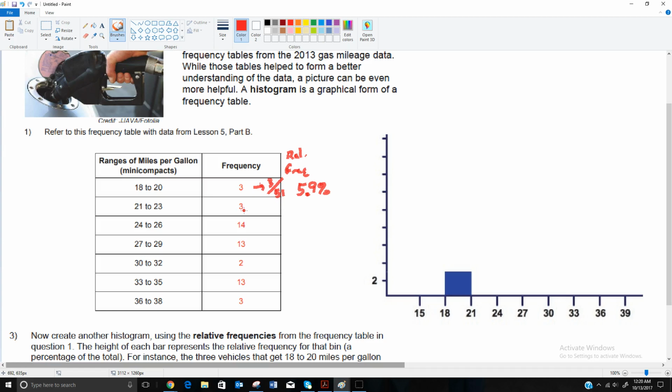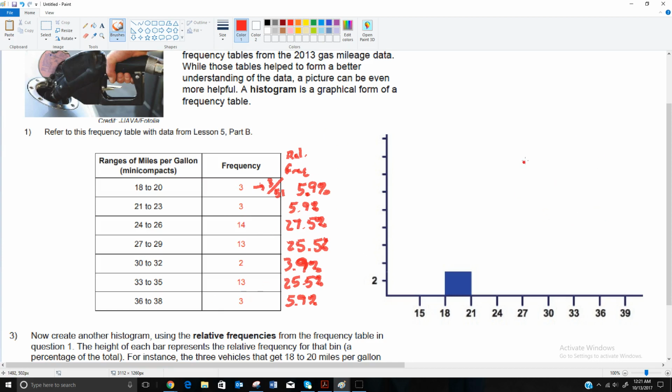And then we did the same thing. Since this is 3 again, this would also be 5.9%. 14 out of 51 comes out to be 27.5% if you round it correctly. Okay, so now I've filled the rest of these in. And we're going to use this for the graph rather than the frequency numbers. We're going to use these relative frequency numbers.